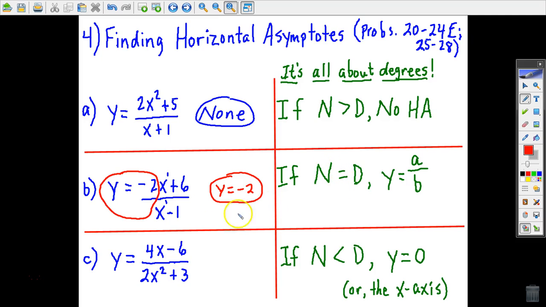The only other option, if the numerator's not bigger and the degrees are not the same, is the case where the denominator is greater. Or the way I have it here, the numerator is less. The numerator degree is 1, the denominator degree is 2. When this happens, you always have the same horizontal asymptote every time. It will be the line y equals 0, which is another way of saying the x-axis.